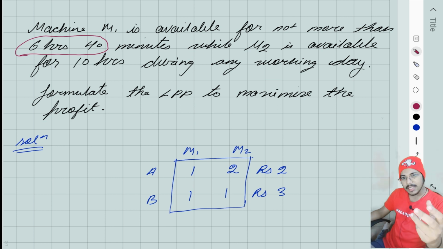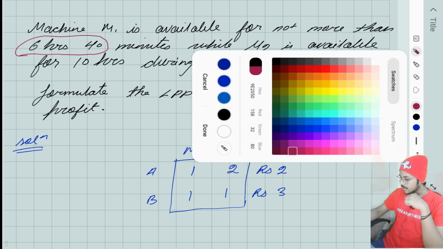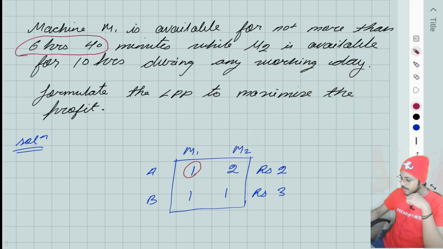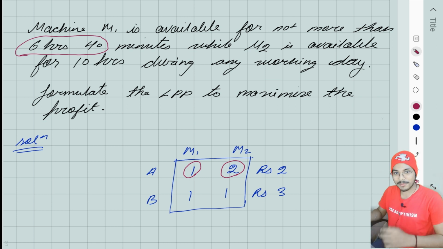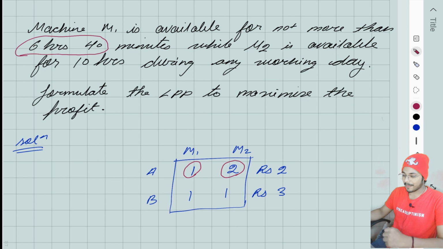So to make it easier, convert it into minutes. Okay, so 6 hours 40 minutes. As we have written here 1 minute of M1, 2 minutes of M2, if you write in hours, you have to convert those 1 minute and those 2 minutes into hours, which is getting more complex. You can do it, I know, but it is getting more complex. We need to not do it in a very complex manner. That's why we're learning this LPP, to solve a problem in a very easier way. Okay.